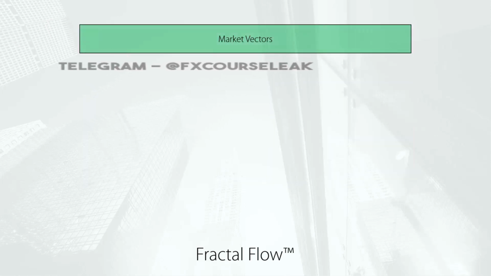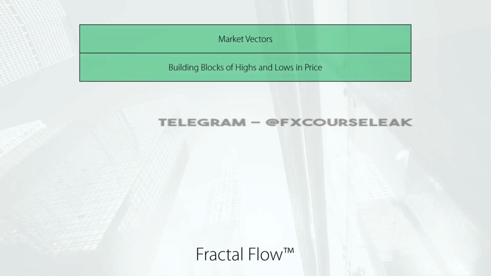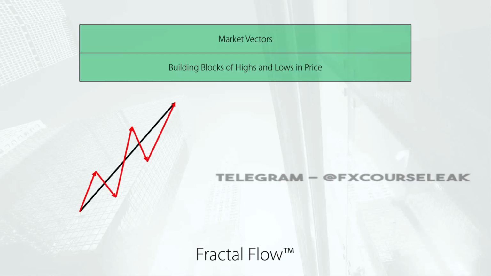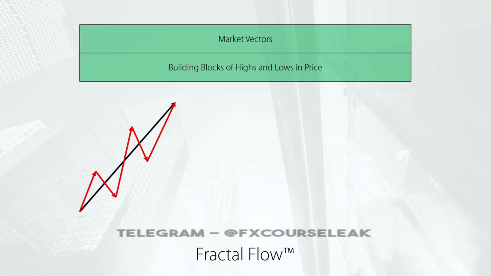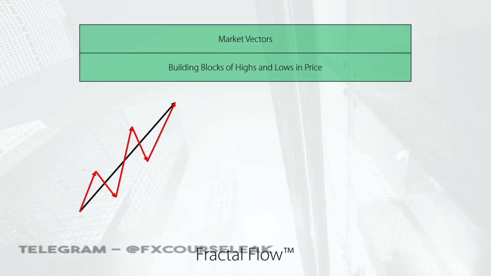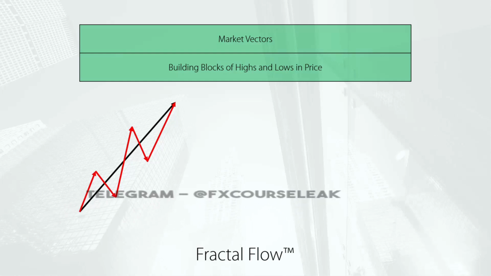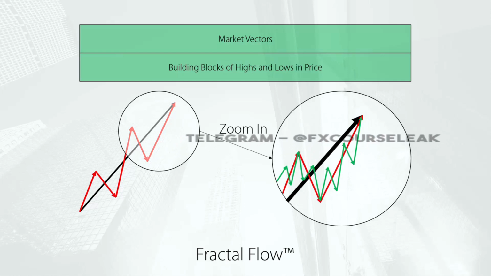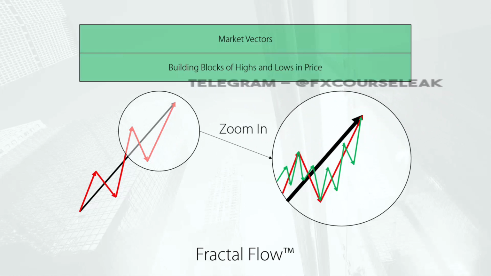Market vectors are the building blocks of highs and lows, and we can define them as the vector that comes out of a high and ends in a low or vice versa. Let's begin with a simple example. Imagine a simple upward market movement that we can call a market vector. What you will notice is that this larger vector is formed by smaller vectors, like you see in this conceptual example. These smaller vectors are also formed by even smaller vectors. This idea goes until the smallest market element, which is the tick, or the smallest possible variation in price.